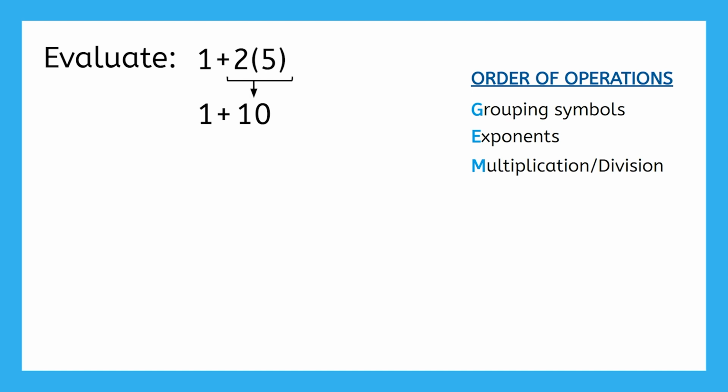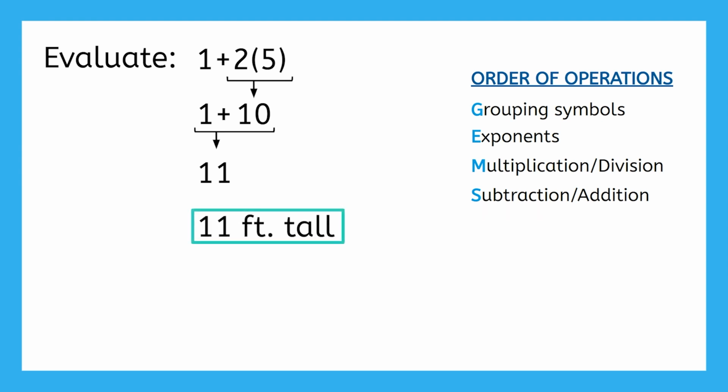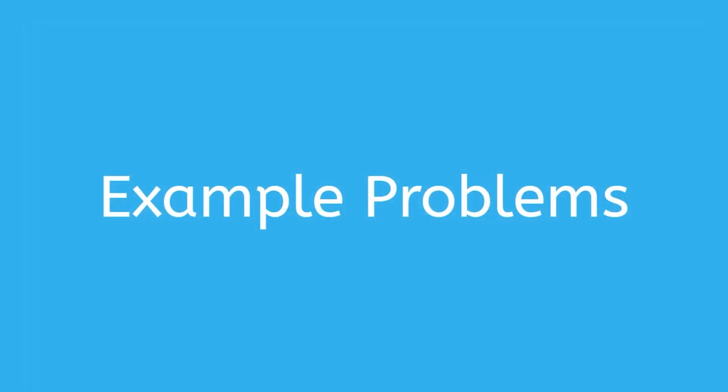All right, let's finish evaluating this expression with the remaining addition. 1 plus 10 is 11. So the final height, 11 feet. Jake's tree will reach 11 feet after 5 years. Great work. Let's practice substituting a value for a variable into an expression, and then using the order of operations to evaluate an expression together in 3 example problems.